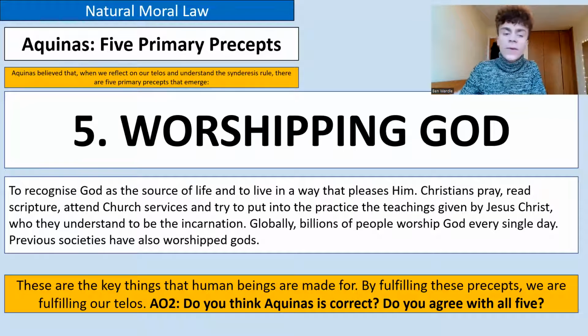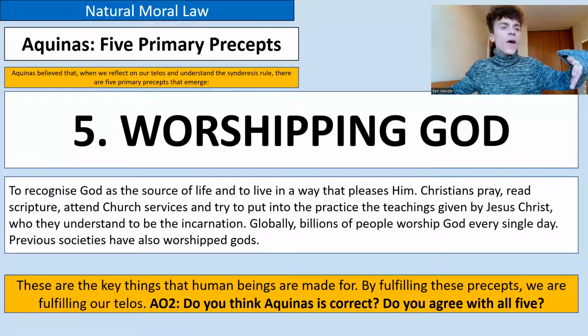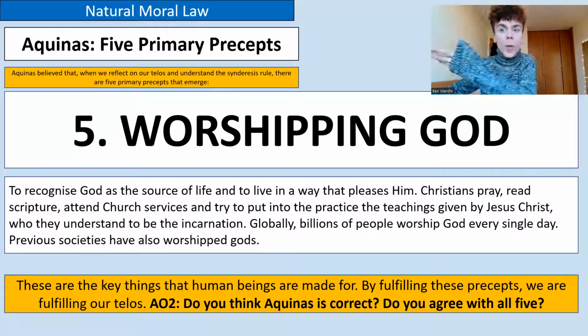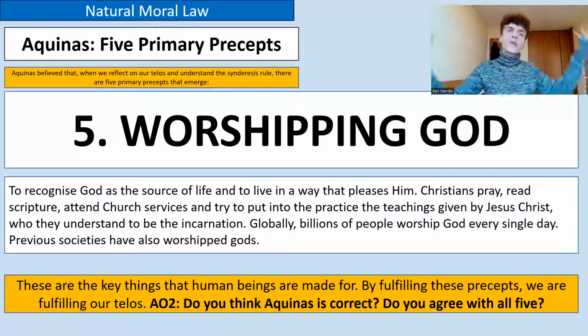We can also say previous societies have worshipped gods. So the ancient Greeks believed in gods, for example, and societies before that did believe in the divine in some way. However, Richard Dawkins, again, our atheist, would say, well, hang on, we actually need to outgrow belief in God. It's not something that's instinctive, it's something that's very childish, and we need to grow out of it because we now have scientific explanations and we now have a scientific understanding of the world.